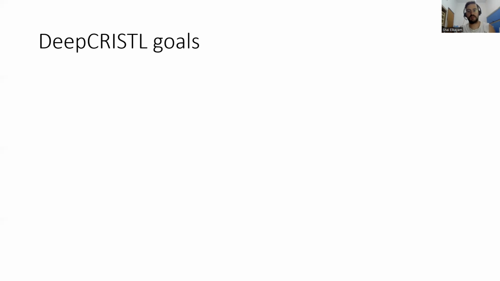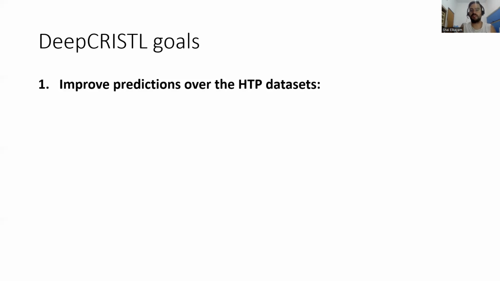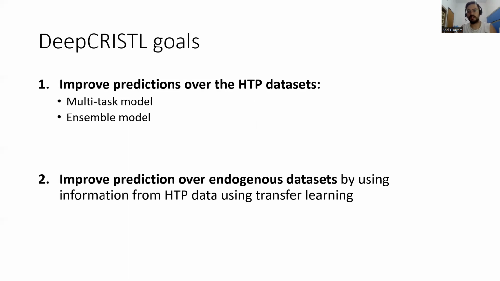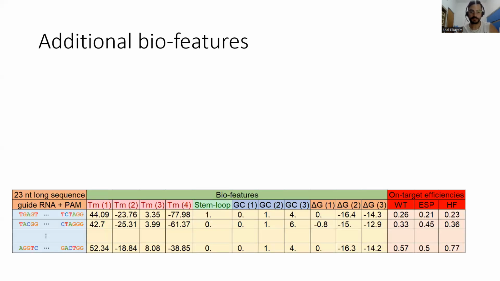We had two main goals in our research. The first was to improve the predictions of the high throughput data over the previous state-of-the-art model named DeepHF. And the second goal was to build a model that is trained on the endogenous dataset, but can benefit from the information and the general patterns from a model that was previously trained over the high throughput data. For this task, we tested different transfer learning approaches.